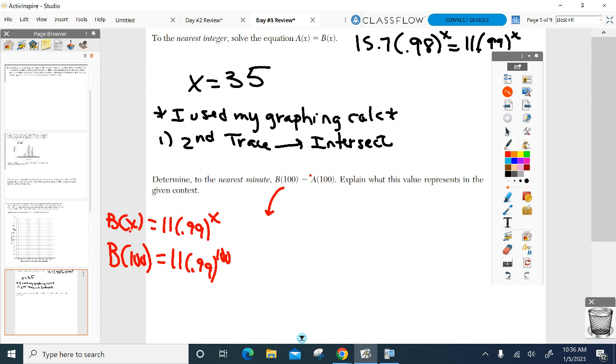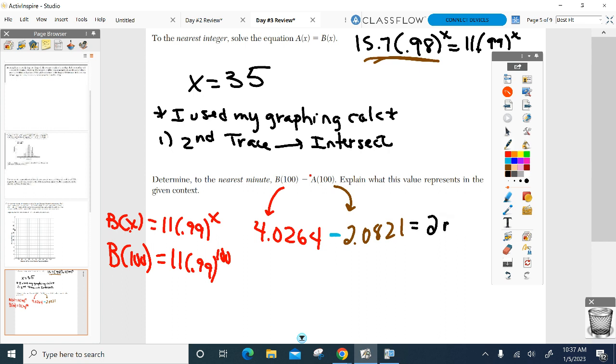For b of 100? Oh, no, for the total. Okay, 4.2064 for b of 100. Everyone all right where I just used the table? I went back to my table and found what it was at 100. And then I did the same thing for A now. This one right here, I plugged in 100 and got 2.0821. Subtracted the 2 like it asked me to, and rounded to the nearest minute, and it would have given me 2 minutes.